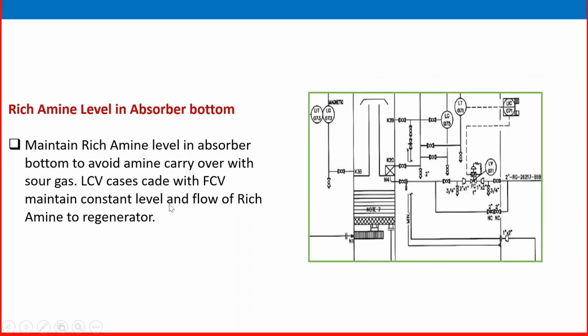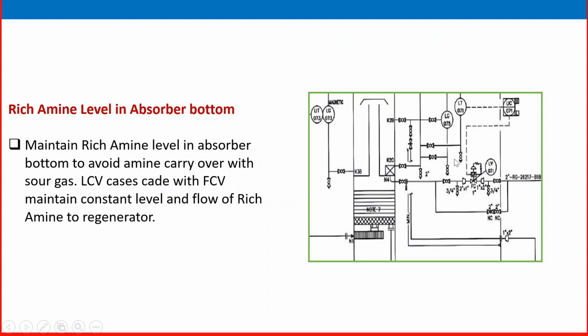Another one is the rich amine level in the absorber bottom. After absorbing the H2S, the amine settles in the absorber bottom. That amine also we have to remove properly, because the gas is entering from here through the amine, and if that amine level increases too much, flooding will happen and amine carryover with the sweet gas will increase. Maintain the rich amine level in the absorber bottom to avoid amine carryover with the gas, and the LCV cascades with the FCV to maintain a constant level and flow of rich amine to the regenerator.